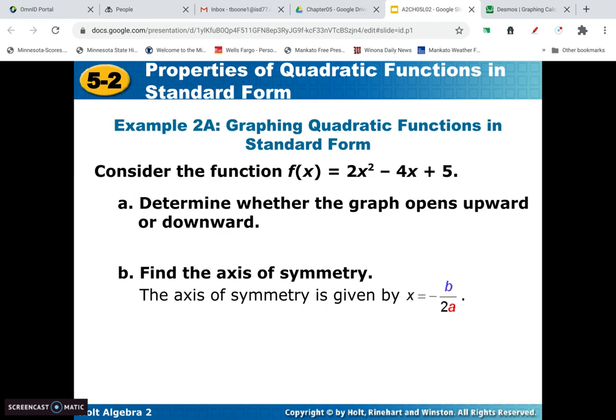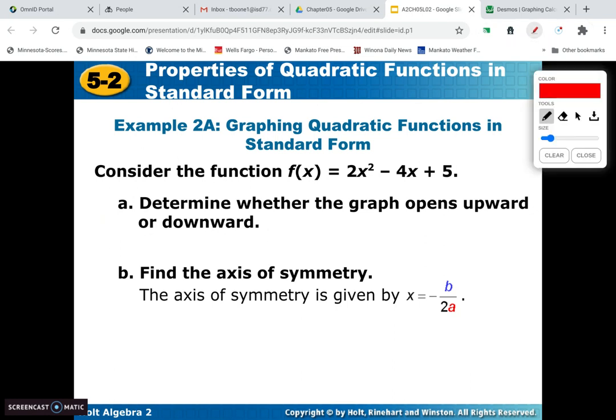All right, so again, remember that. So here we go. We have a problem here. Determine if the graph moves upward or downward. And again, that all depends on this number right here. That's positive, so we would say that it opens upward.